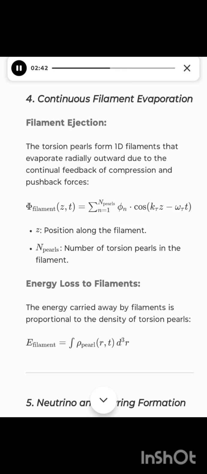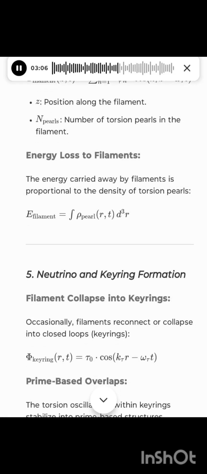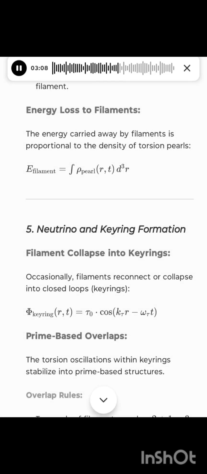4. Continuous filament evaporation. Filament ejection: the torsion pearls form 1D filaments that evaporate radially outward due to the continual feedback of compression and pushback forces. Phi_filament(z, t) equals the sum from n equals 1 to N_pearls of phi_n cos(k_tau z − omega_tau t), where z is the position along the filament and N_pearls is the number of torsion pearls in the filament. Energy lost to filaments: the energy carried away by filaments is proportional to the density of torsion pearls. E_filament equals the integral of rho(r, t) d^3r.